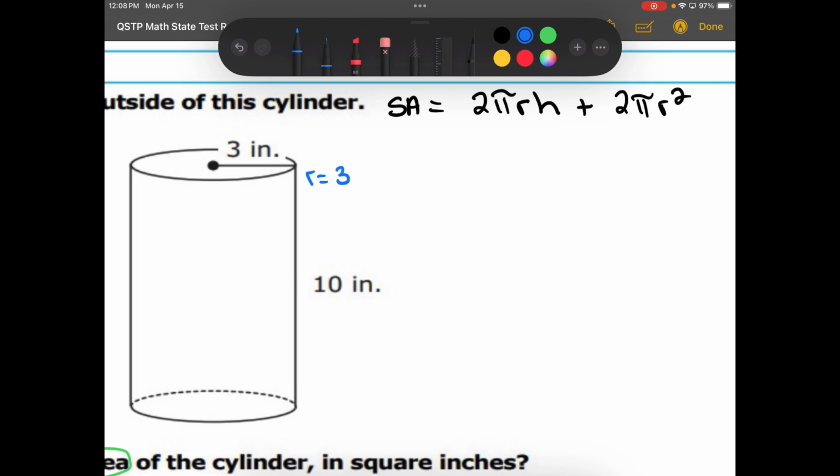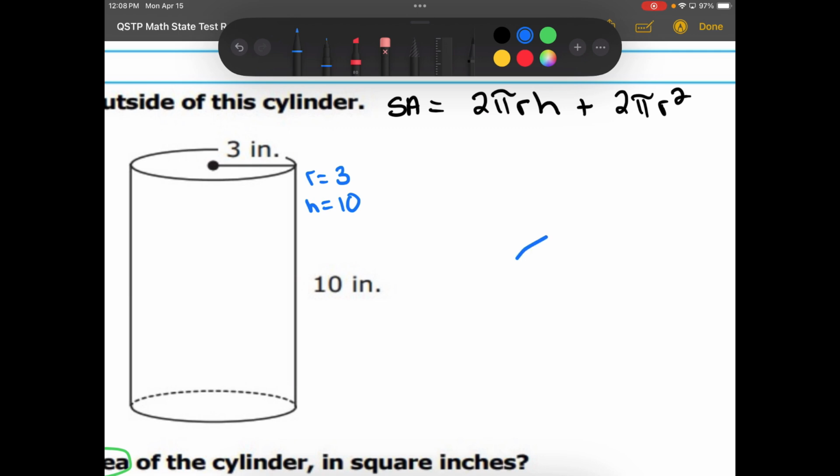Now, I want you guys to remember the difference between radius and diameter. Diameter is the whole thing, and radius is only half. So if they give you the diameter, what do you have to do? Okay. Now, do you have to divide by 2 in this case? No. What is the height? Height equals 10. So now we have labeled.